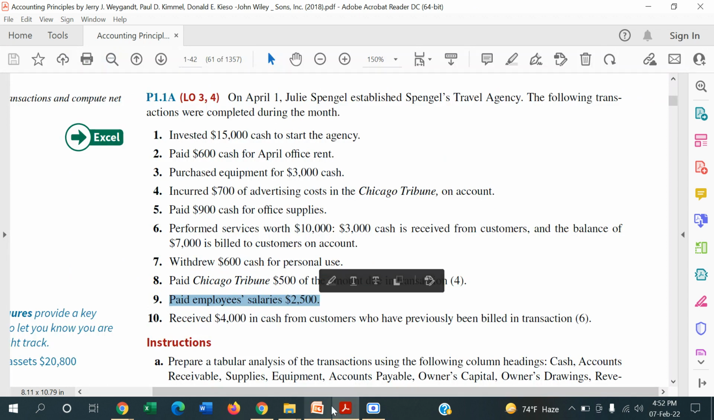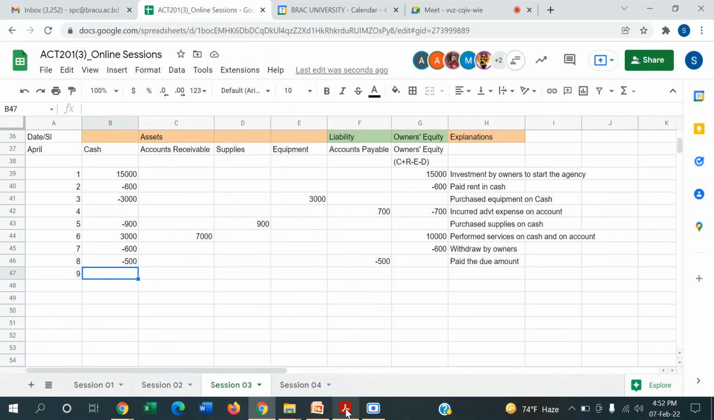Number 9. Paid employee salaries. Tell me how should we treat it? Paid employee salary 2500, cash will decrease by 2,500, and expense will increase. Yes, expense. Owner's equity will decrease. Excellent. Expense will increase, owner's equity will be decreased. So we can write down paid salaries to employees.